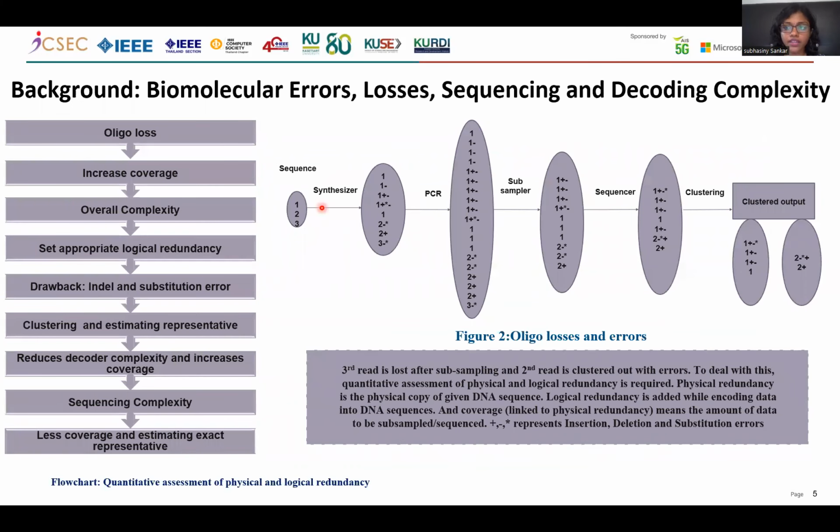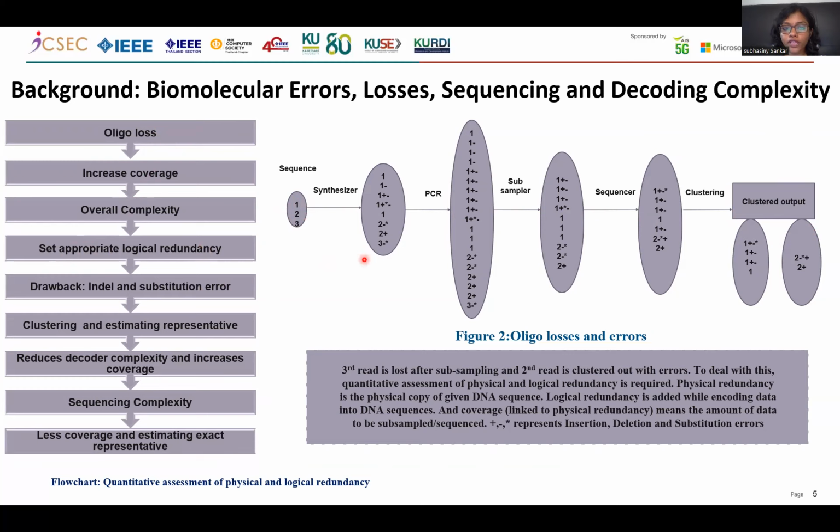There are 2 problems in DNA storage technology. The first one is loss and the second one is error. So let's say we are passing 3 data, and after processing it through the DNA storage channel and clustering it, we were not able to get the third output, meaning the third output got lost. But we can get that third output if we set appropriate logical redundancy.